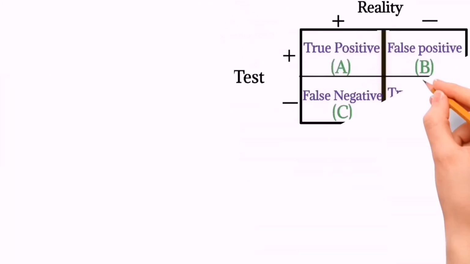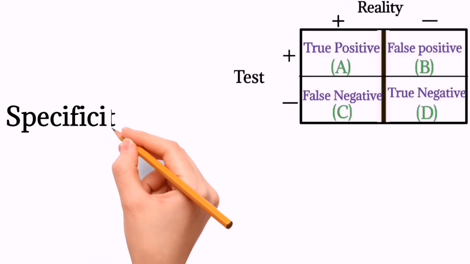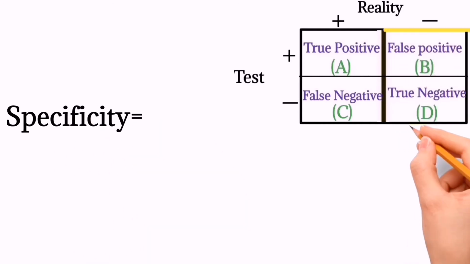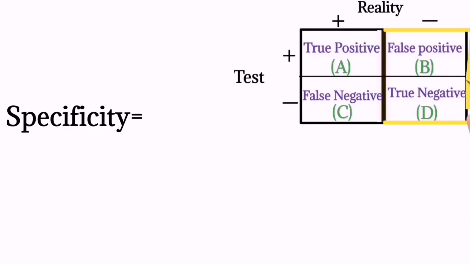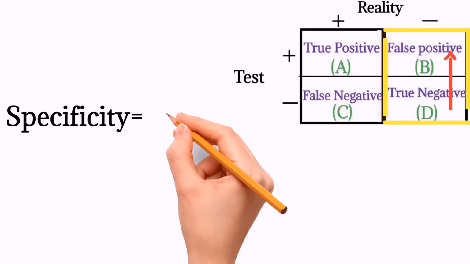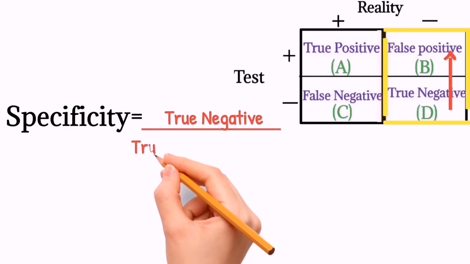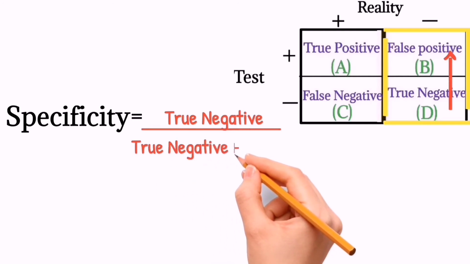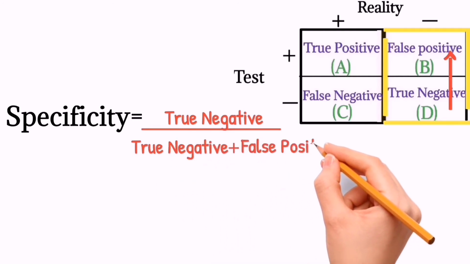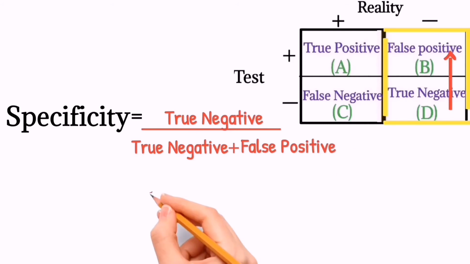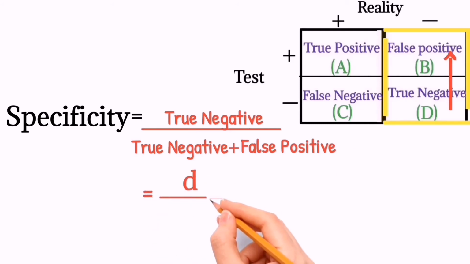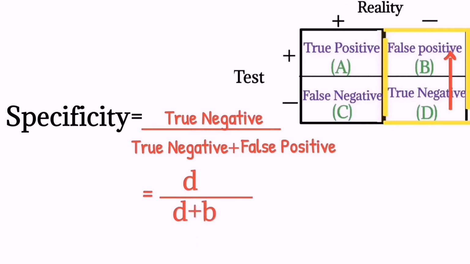This is our 2 by 2 table. For specificity, we use the second column of the 2 by 2 table. Draw an arrow from down to upward. Mnemonic: for specific people, everything goes up. The tail represents true negative and is the numerator, while the head represents tail plus head, that is true negative plus false positive, and is the denominator. In simplified form, D divided by D plus B is specificity.